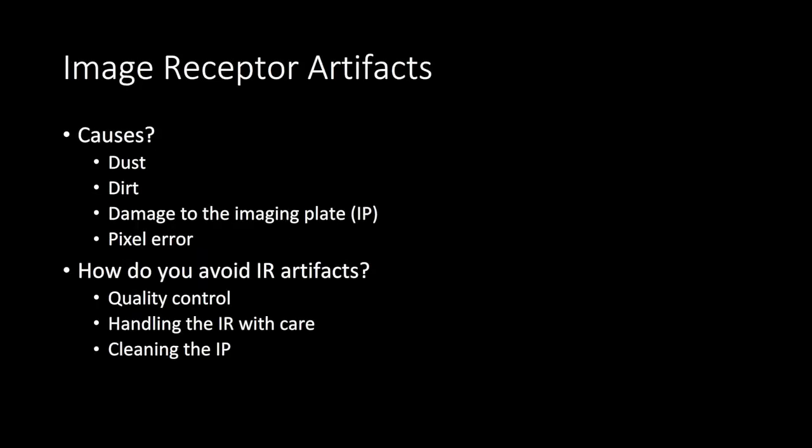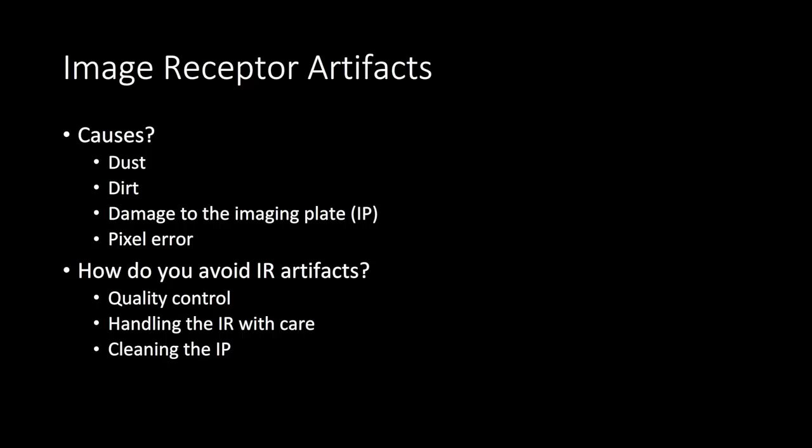The most common type of digital imaging artifacts is due to the image receptor. This applies to both CR cassettes and TR flat panels. Common causes are dust, dirt, damage to the imaging plate or flat panel, and pixel error. When I say pixel error, these include dead pixels or less responsive pixels that were an issue in the manufacturing process of the flat panel itself.